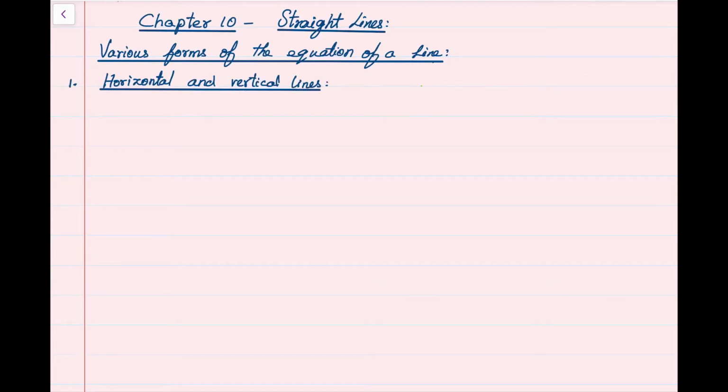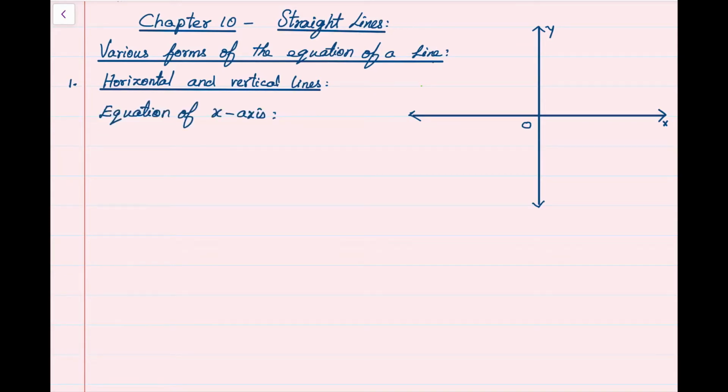The first one, horizontal and vertical lines. Let us first see the equation of the x-axis. If you consider the points on the x-axis, for all these points the y coordinate is 0. That becomes the equation of the x-axis: y is equal to 0. Next is the equation of the y-axis. For all points on the y-axis, the x coordinate is 0. Therefore, the equation of the y-axis is x is equal to 0.